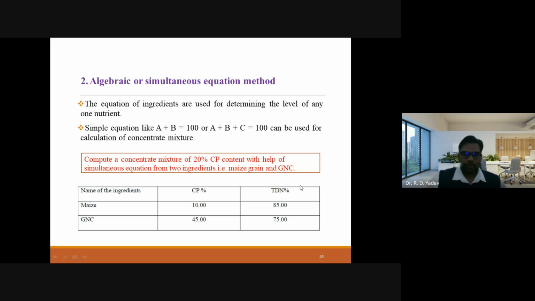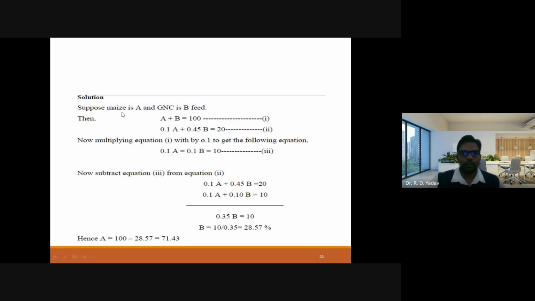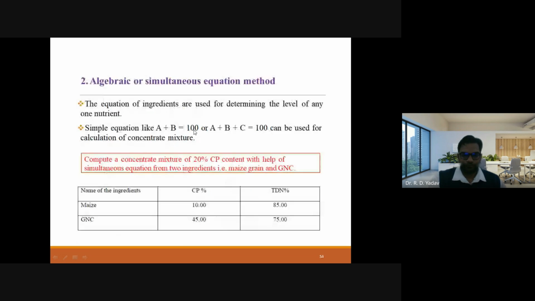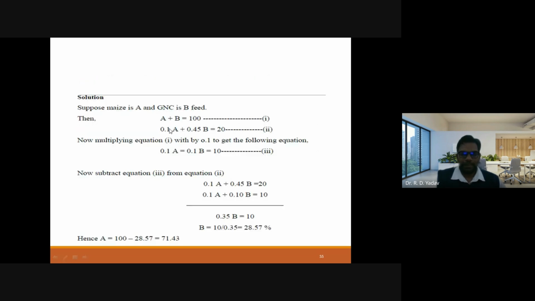So say we have to compute a ration of 20% CP, and the available ingredients are maize and GNC. Maize contains 10% CP and GNC 45% CP. So just the basic: we all know a plus b is equal to 100. This is the basic equation formation. So we have to put the 10 CP of the maize and 45 of the GNC: 10 divided by 100 plus 45 divided by 100 is required 20% CP.